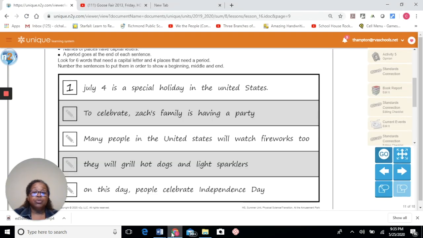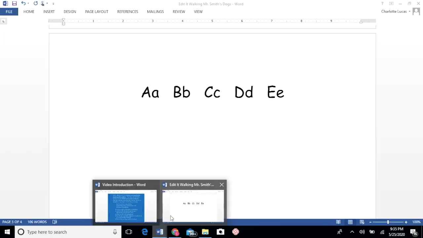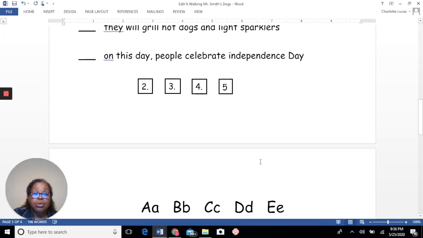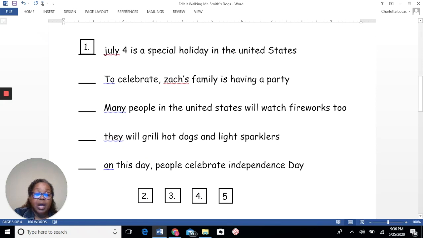Let's go back to the first item that we're going to edit today. And this is putting sentences in correct sequential order. Now, I have taken this document and I have printed it on our Word document. And I did that because it's easier to manipulate and I can show you the changes quicker that way. So first, let's do some editing. Let's make changes for capitalization and punctuation.